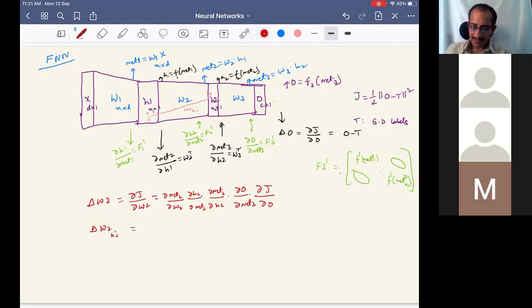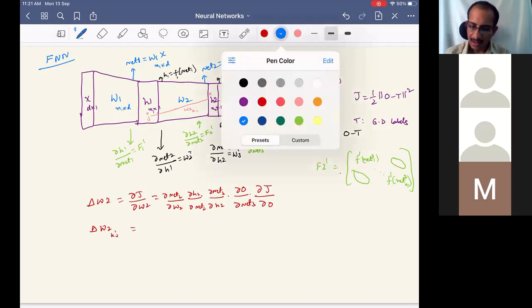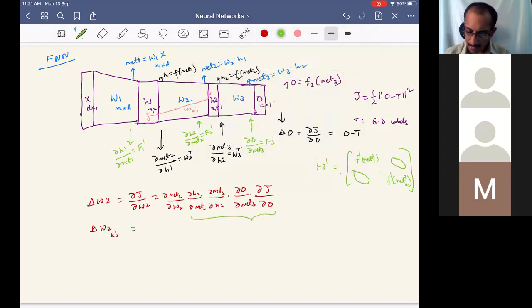But the question now is, if I just want to simplify and write this whole thing, we can write it as what? Delta.